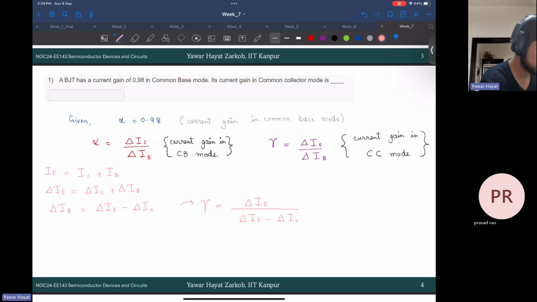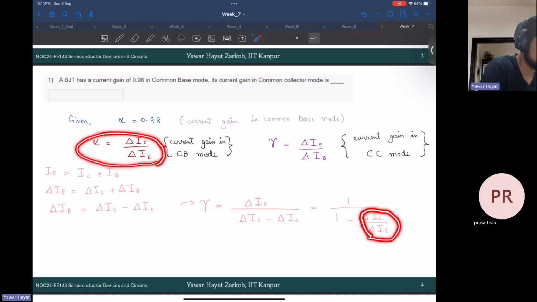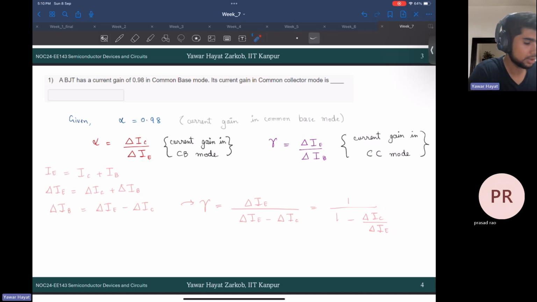Now, if I divide numerator and denominator by delta IE, I would get the following. It would be 1 by, this would be again 1 minus delta IC by delta IE. What did I do? I divided both numerator and denominator by delta IE, right? Now this delta IC by delta IE is alpha by definition, right? Which is the current gain in the common base mode.